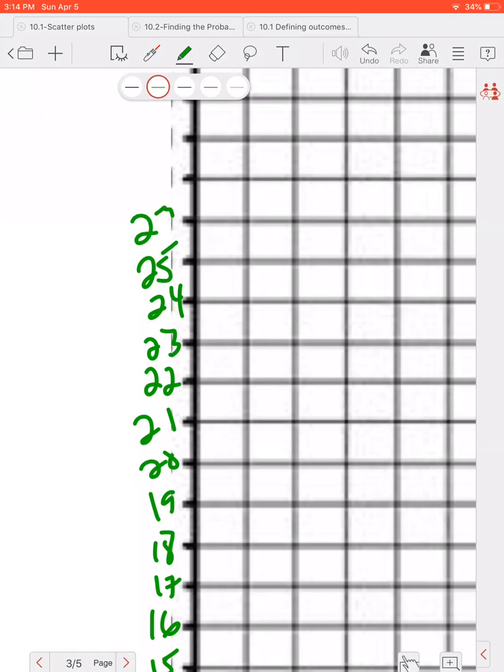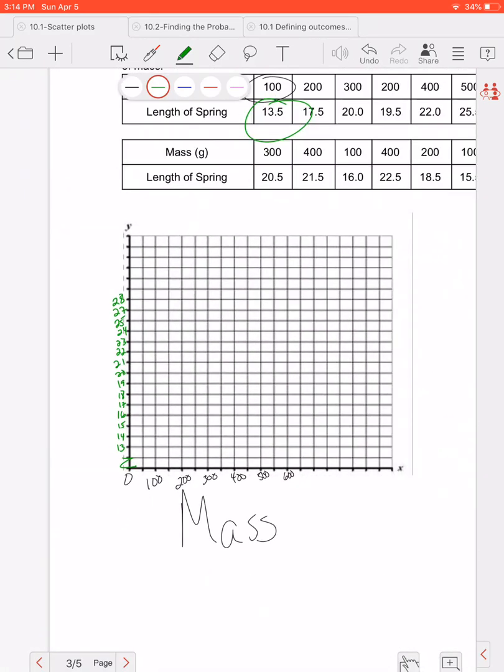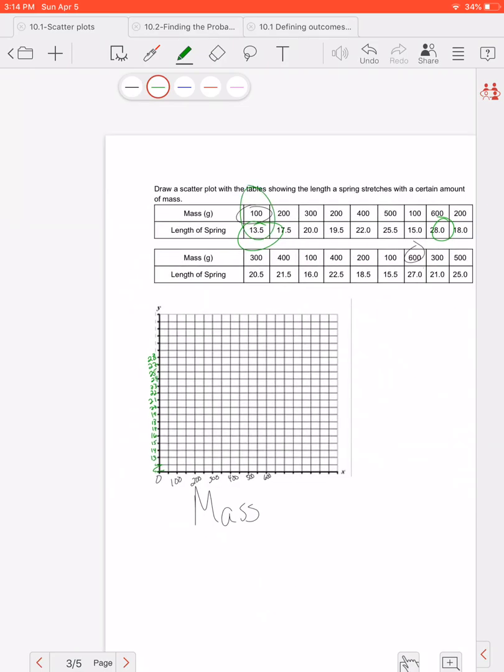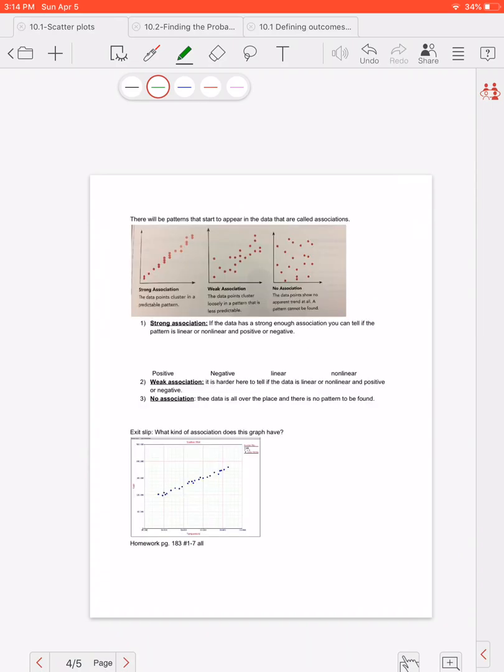So it might say, well, each line should be a half, or each line should be 1 whole, or each line should be 2 or whatever. Okay? So that's how you would spread out that data. And again, you would just plot all those points. Okay? So if you want to do that for practice, that would be great.